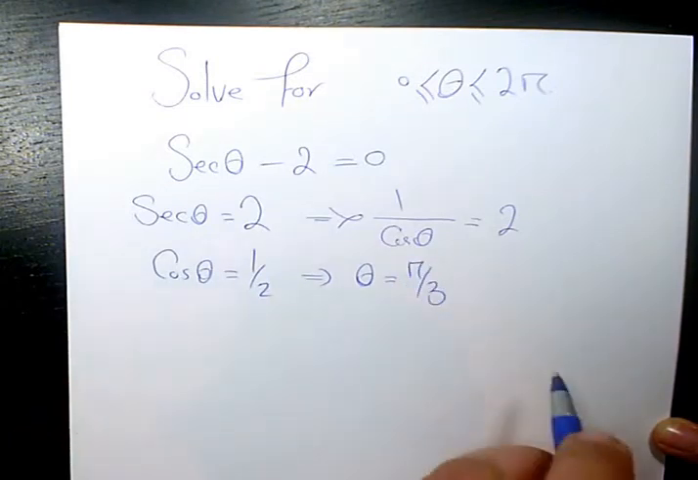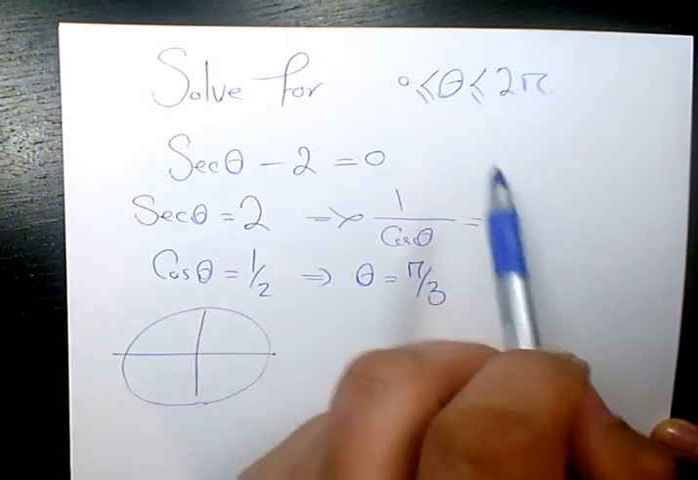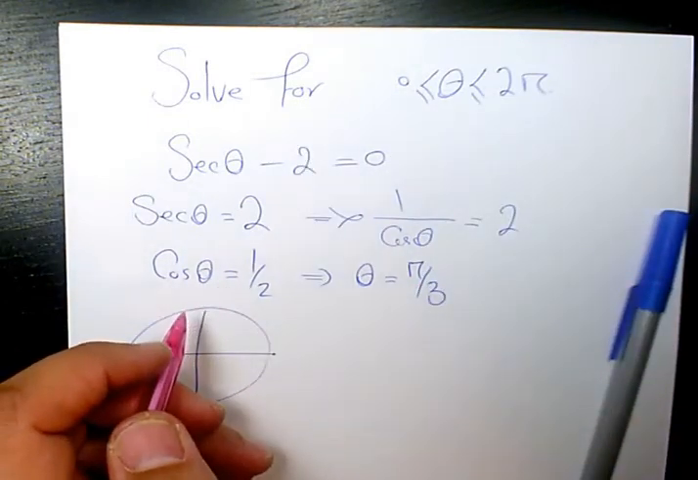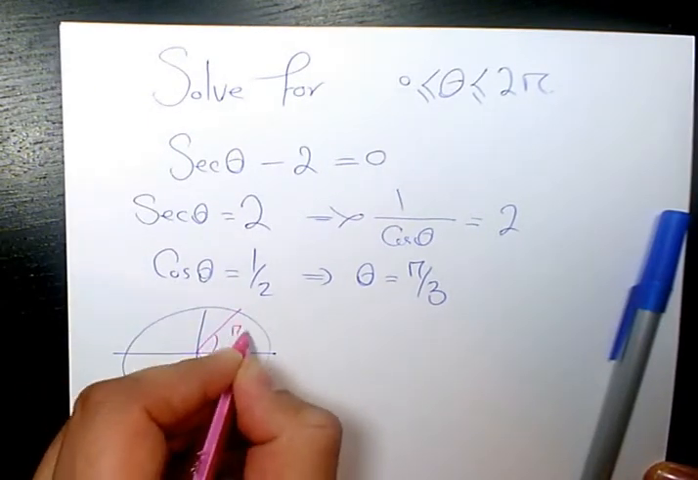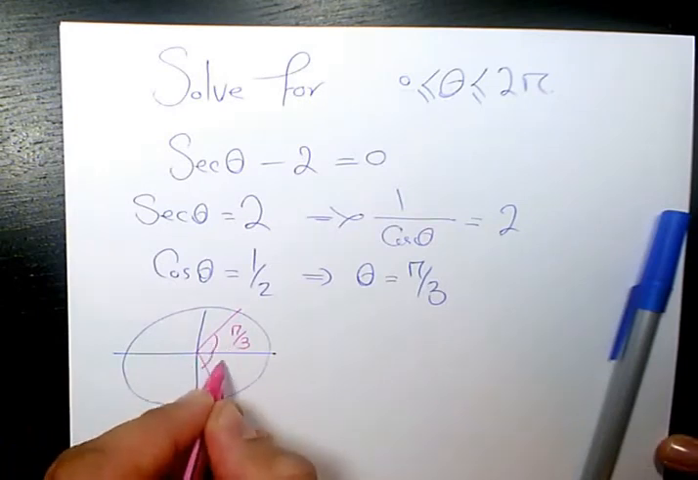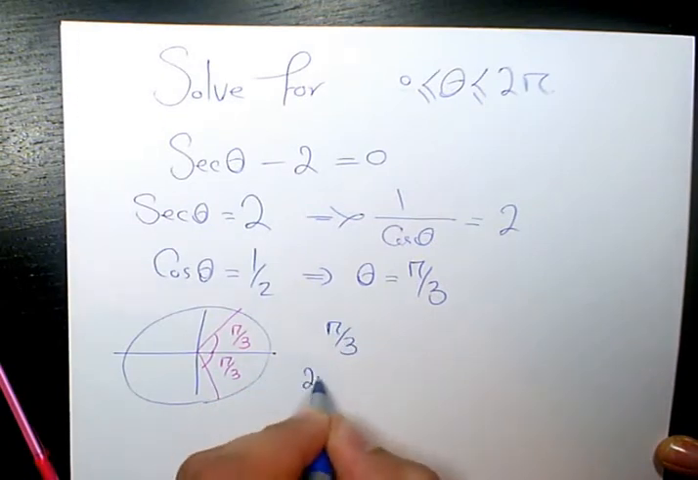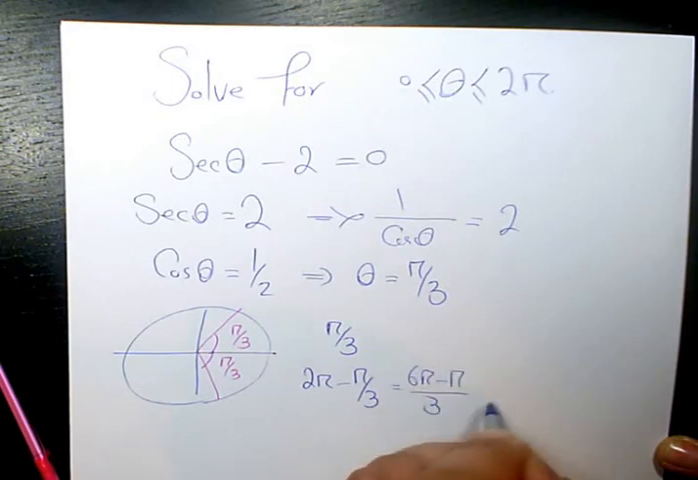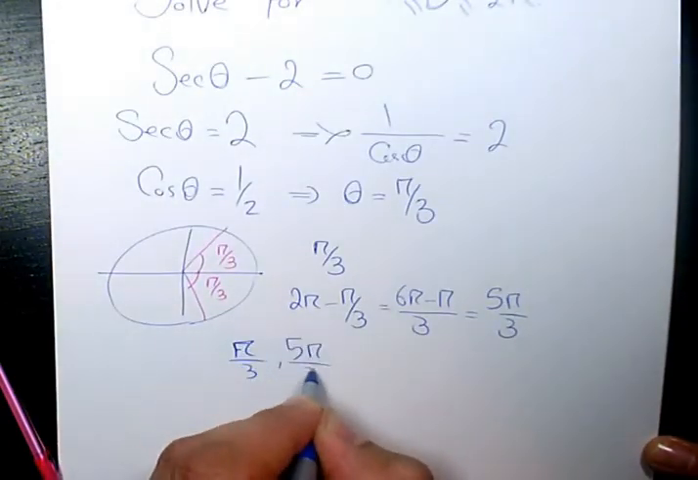Why? Because cosine pi over 3 is 1 over 2, and we need to have another answer because theta is ranging from 0 to 2 pi, and cosine is positive in quadrant 1 and quadrant 4. So one answer that we found already is pi over 3, and here we have 2 pi minus pi over 3, which will be 6 pi minus pi divided by 3, just 5 pi over 3.